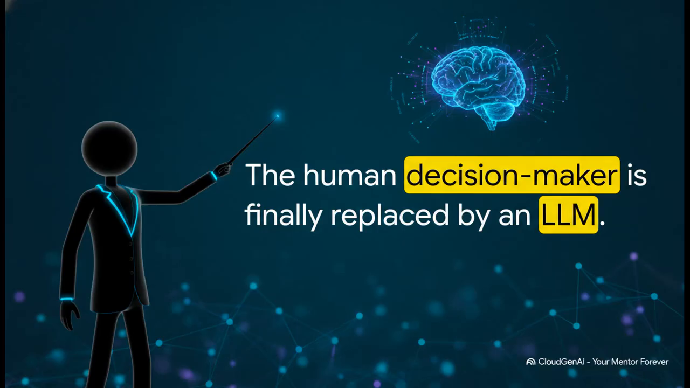So the crucial point here, the real game changer, is that the human decision maker is finally replaced by a large language model, an LLM. The LLM is no longer just spitting out text. It has literally become the brain driving the entire operation. It decides which tools to use and what steps to take next.